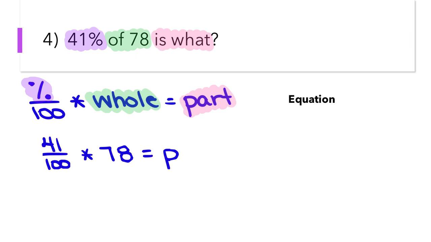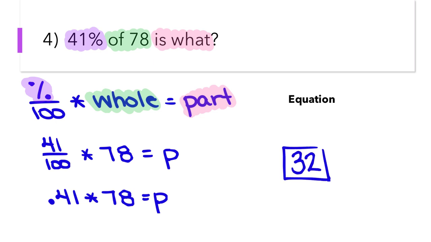So 41% in its decimal form is what? 0.41. 0.41 times 78 is going to give us the part. And that is 31.98. No, 32. It rounds to 32. That is correct.